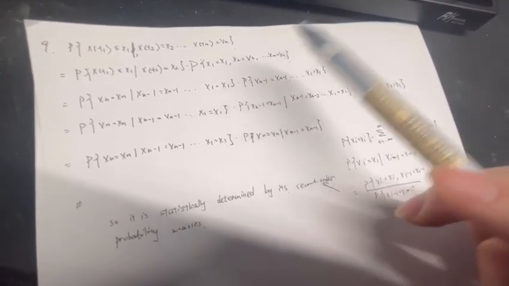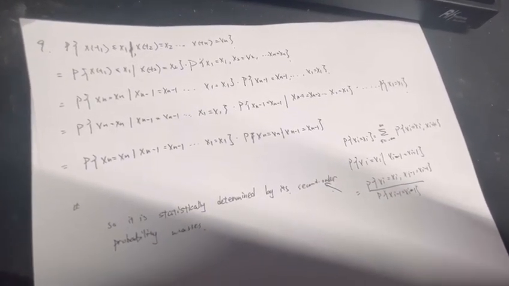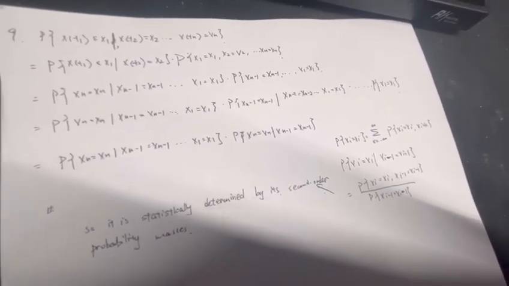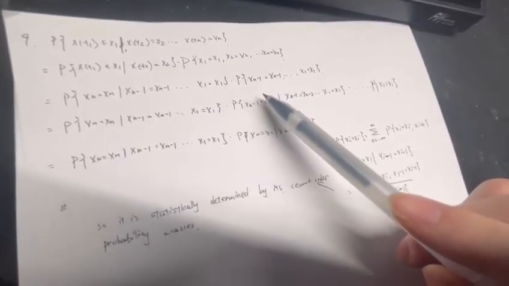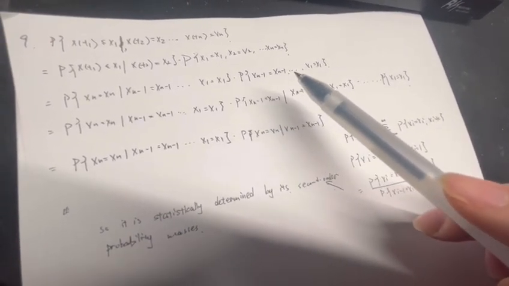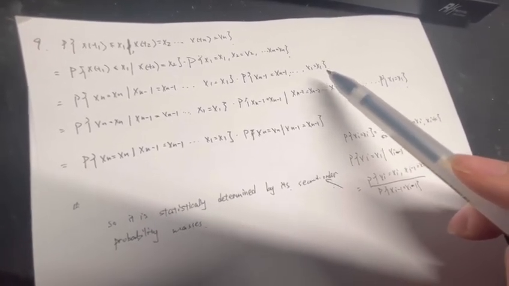So this equation is the probability of Xn on a condition that Xn minus 1 equals xn minus 1 to X1 equals x1, times the probability of Xn minus 1 equals xn minus 1 to X1 equals x1.